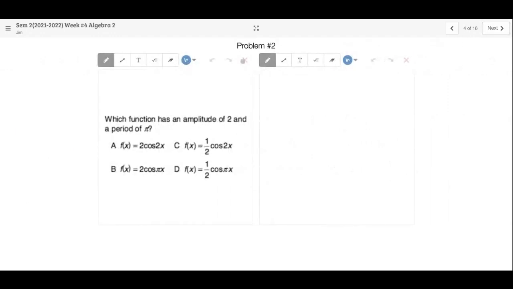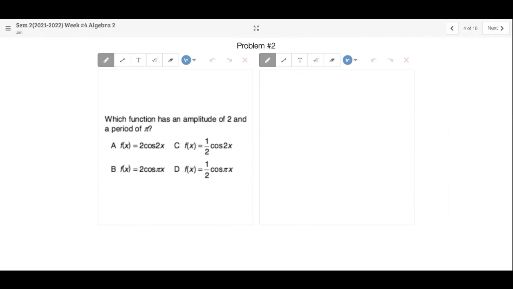Problem number 2. It says, which function has an amplitude of 2 and a period of pi? Not a whole lot of work here, right? If you understand the concept, with an amplitude of 2 and a period of pi, A is the only choice that would work, because for C and D the amplitude is 1/2. Part B, can anybody tell me what the period is for part B? What is the period for 2 cosine pi x?